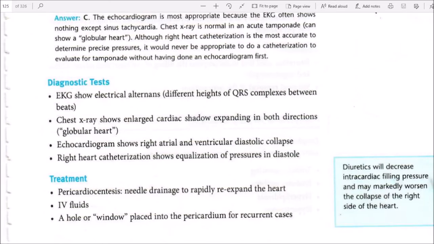Treatment. Pericardiocentesis, needle drainage to rapidly expand the heart. IV fluid. A hole or window is placed in the pericardium for recurrent cases. Diuretics will decrease intracardiac filling pressure and may markedly worsen the collapse of the right side of the heart.